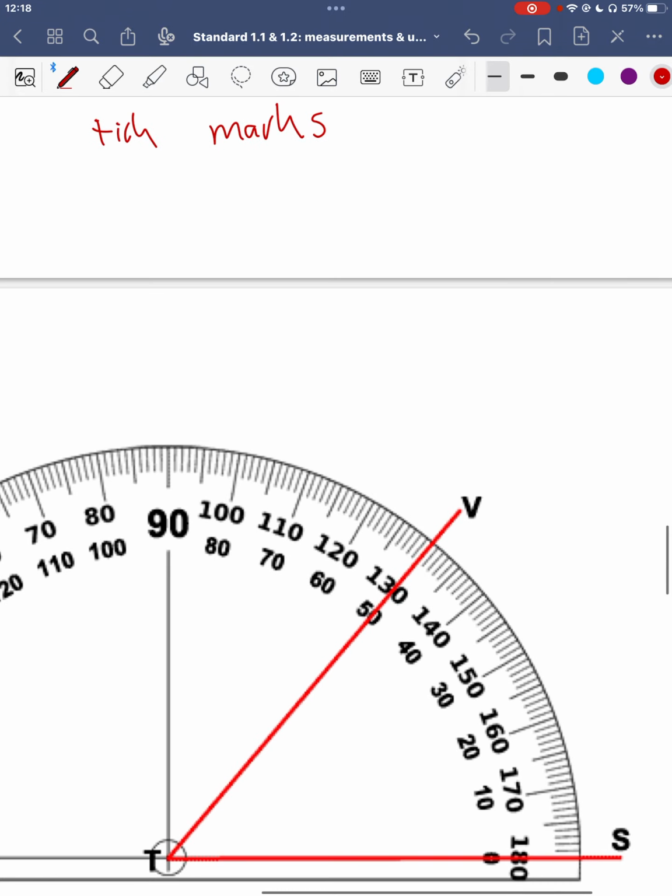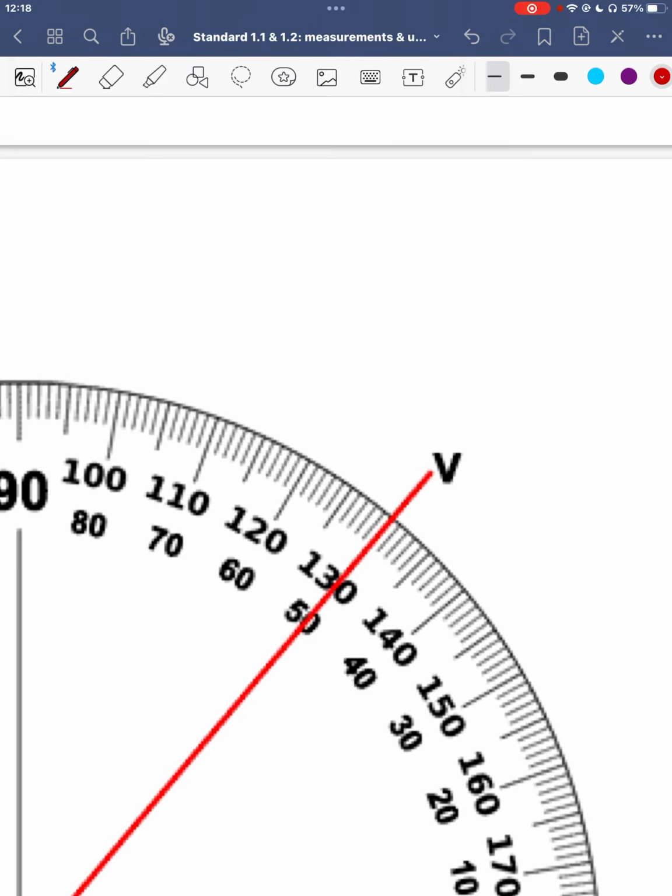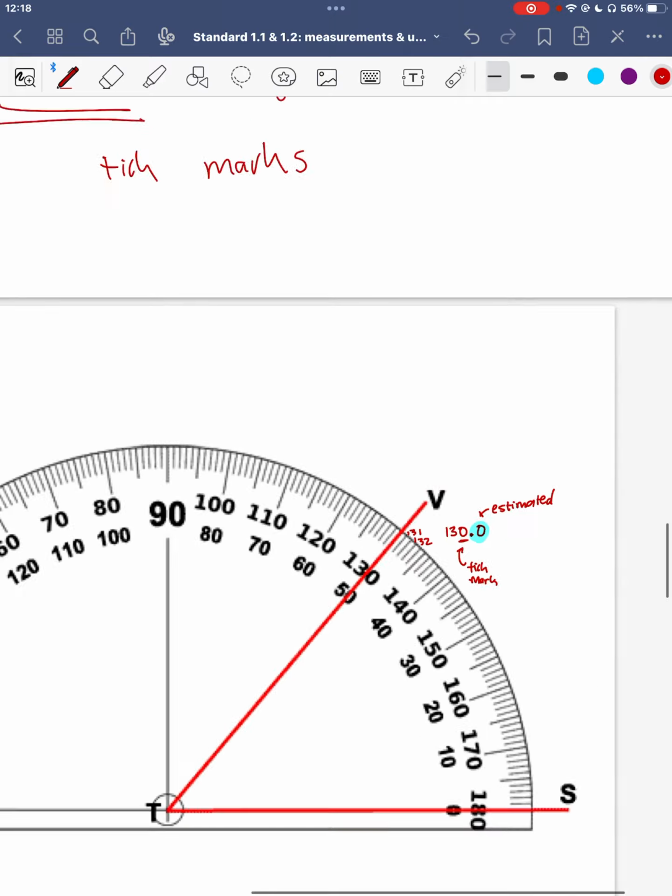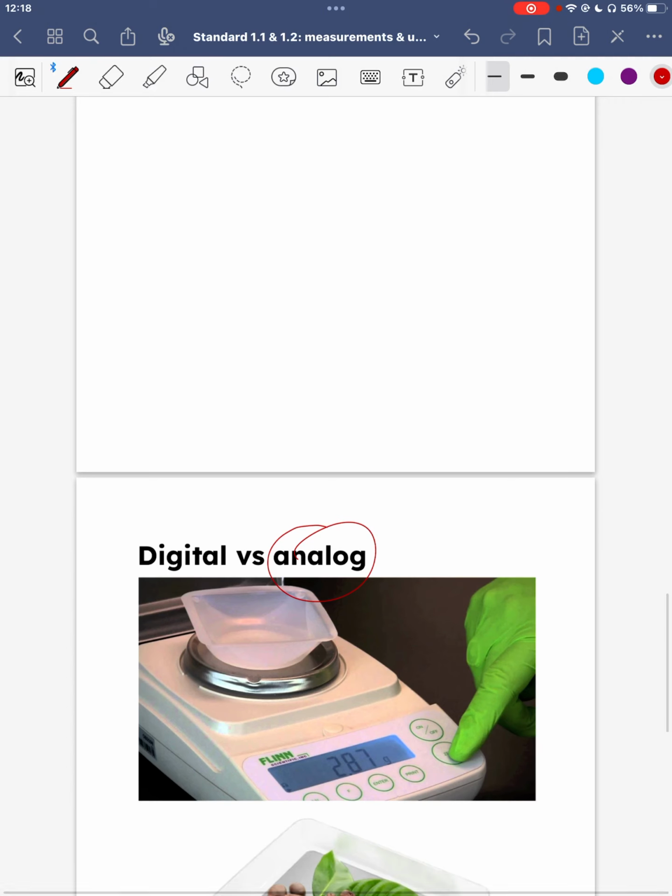I can do that even for something like a protractor. Here each individual tick mark is showing me the ones place, so I have 130, 131, 132. All right, 130 is given; this is on a tick mark. There's a tick mark for 130 degrees. So I'm going to estimate one digit beyond the tick mark. I always have one digit that I've estimated, and that's true for what we call analog tools.